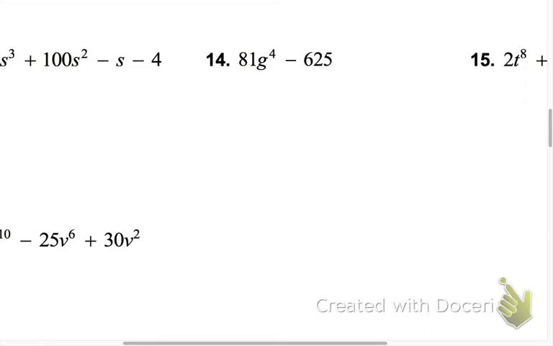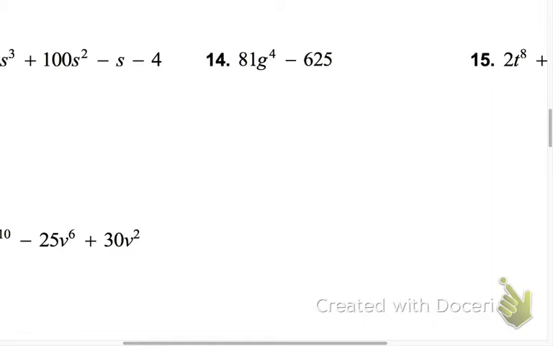Okay, with 81 or with 625. So what are my only two options that this could be? Difference of two squares or difference of two cubes. So which one, though, just by looking at my power, which one can I get rid of? Difference of two what? Cubes, right? Because it's to the fourth power.